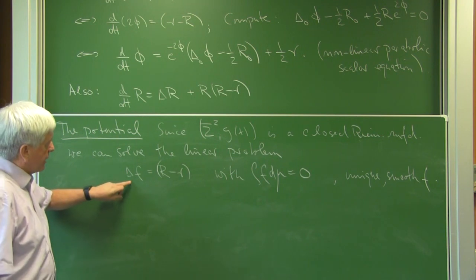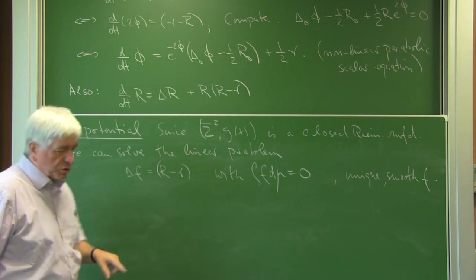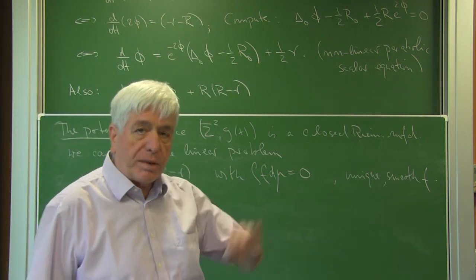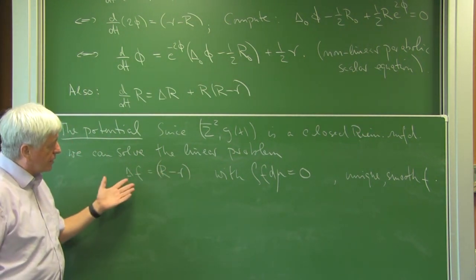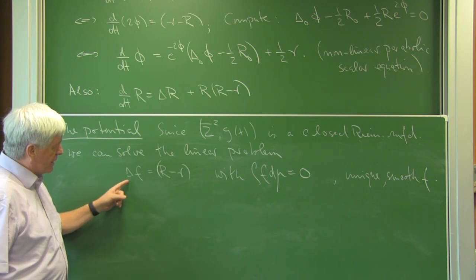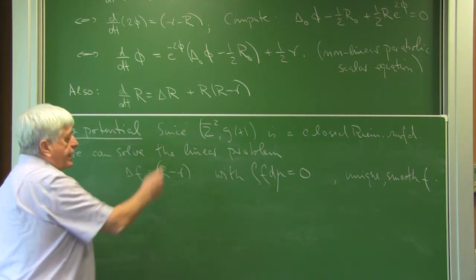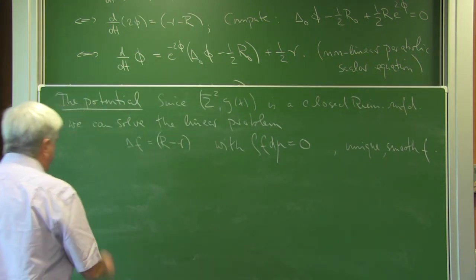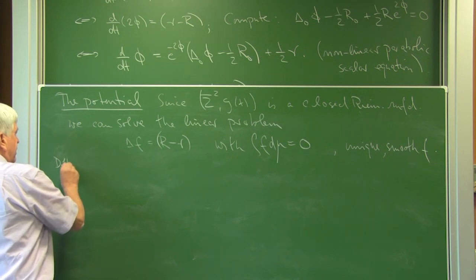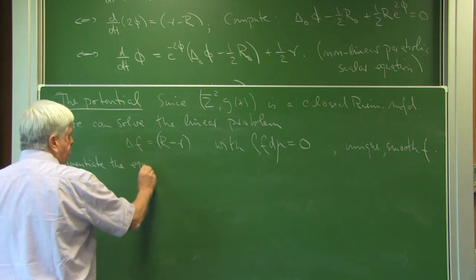Now, if we can solve this with a unique smooth f for each t, then there should be a unique way how this f propagates in time. The hope is that this f captures some of the properties of the surface, and it may be easier to understand the evolution equation of f than the evolution equation of r. Now, how do we get the evolution equation of f? We just differentiate this whole equation in time.